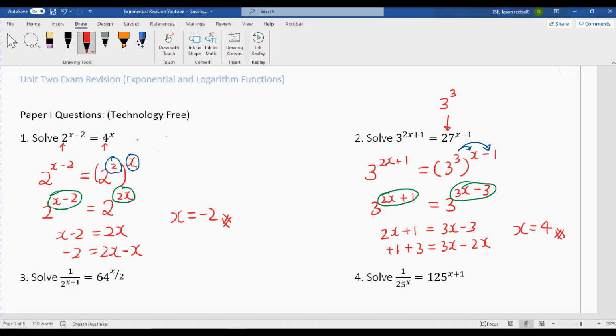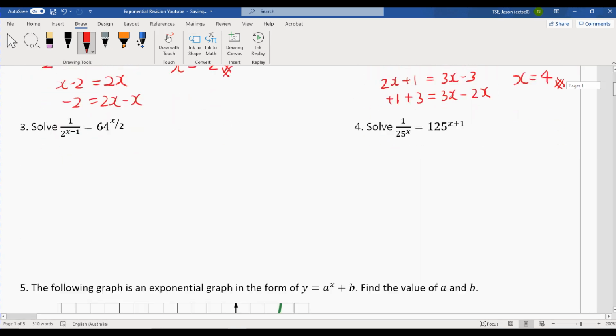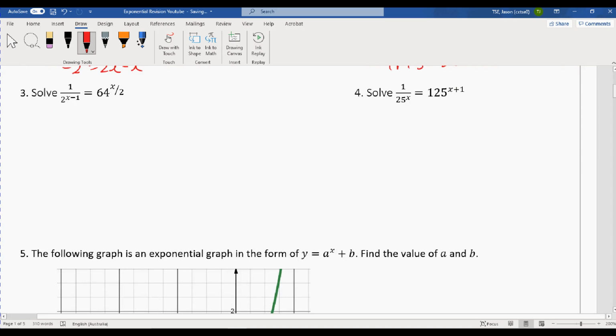Okay, so let's see a few tricky ones. Okay, for the first one, 1 over 2 to the power x minus 1. So that's one of the things. Let me remind you one index law. 1 over a to the power n is always equal to a to the power minus n, right? So that's what we call the negative index law.